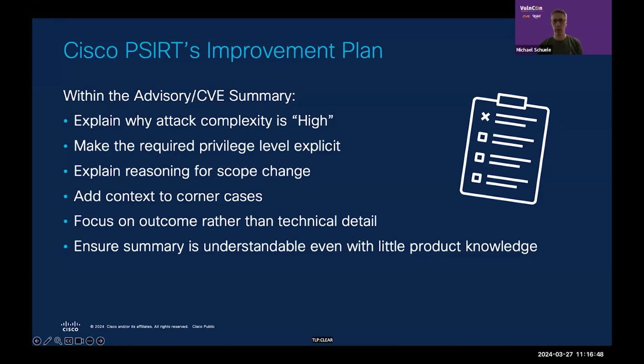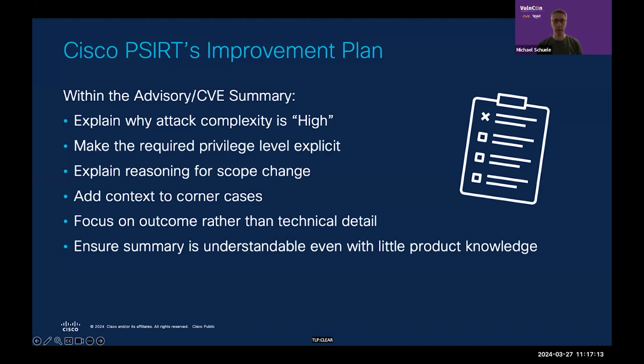Like what I indicated earlier, we had something where we scored a low privilege level required and high impact to integrity. But in most cases, if you can fully compromise integrity, there's also an availability impact associated. Why is that not the case? What is specific about that vulnerability or that product that makes that the case?